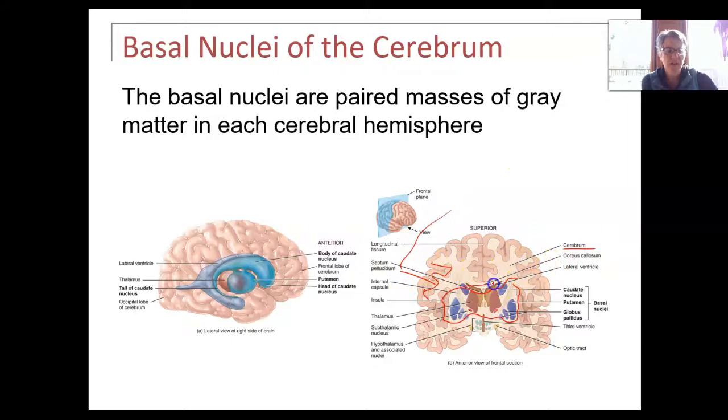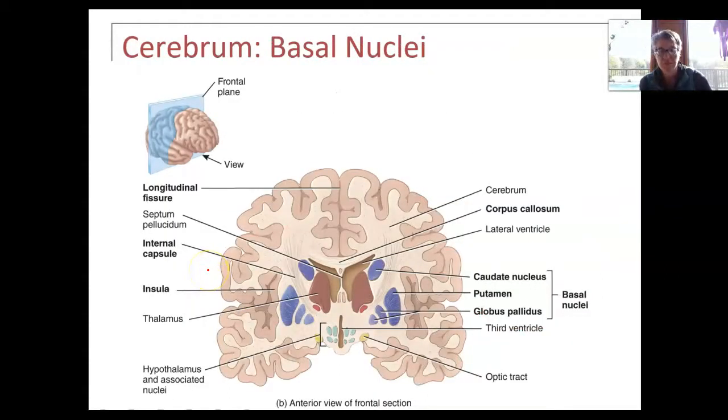Cerebrum. I have the corpus callosum joining the two halves together. I've got the holes of those lateral ventricles. And then I have the basal nuclei that has to do with all of that other functions. I'm not going to say too much else about it.